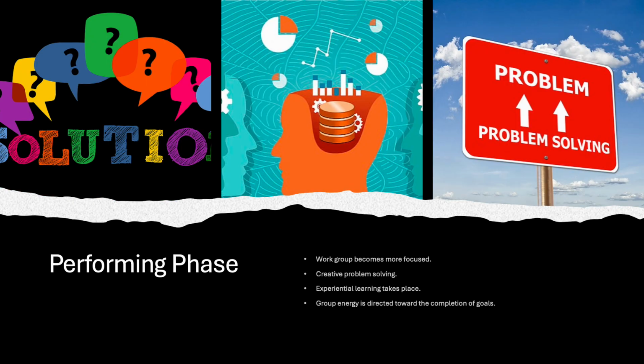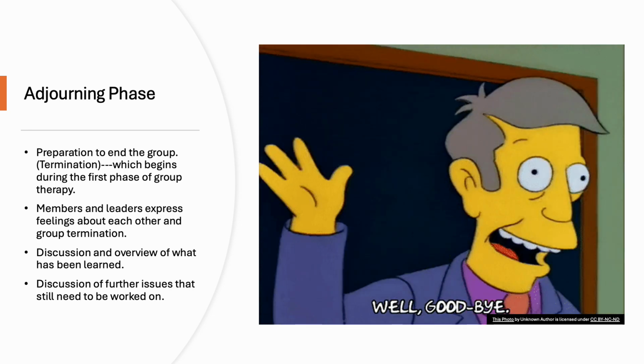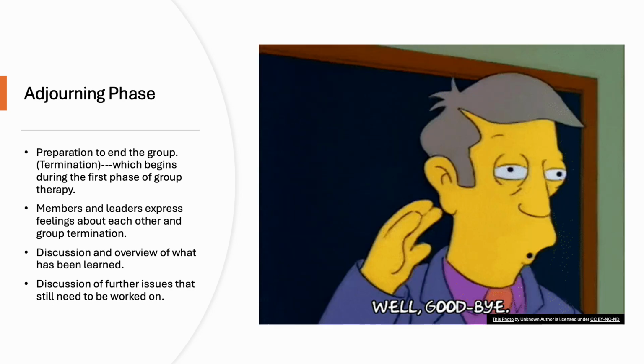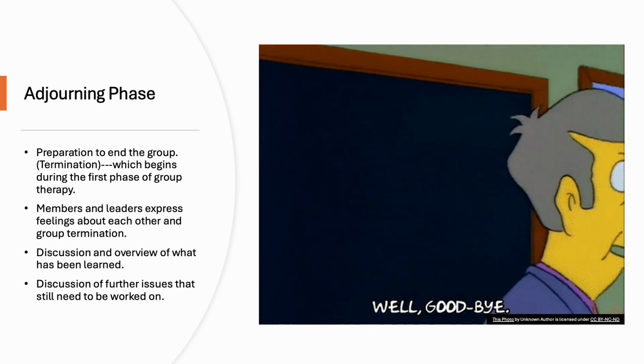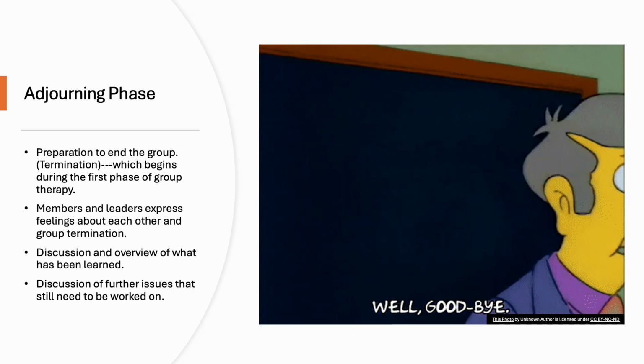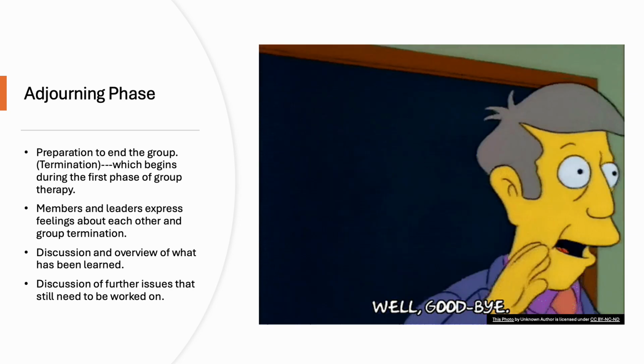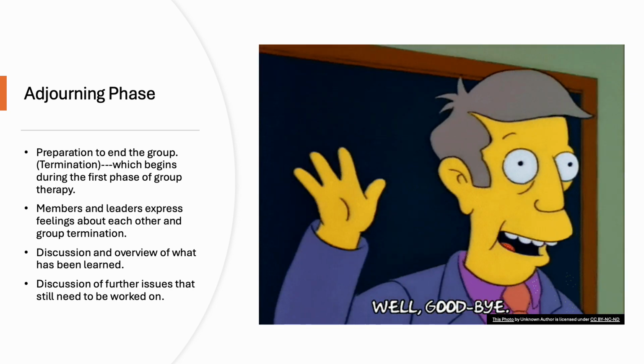During the performing phase, the group's work becomes more focused. Creative problem solving and solutions begin to emerge. Experiential learning takes place, and the group energy is directed toward completion of goals. And this is during the performing phase. During the adjourning phase, preparation is made to end the group. Remember that the work of termination begins during the first stage of the group. So, during the adjourning phase, both the members and the leaders express their feelings about each other and the termination. A discussion and overview of what has been learned, as well as what issues still need to be worked on, takes place during the adjourning phase.